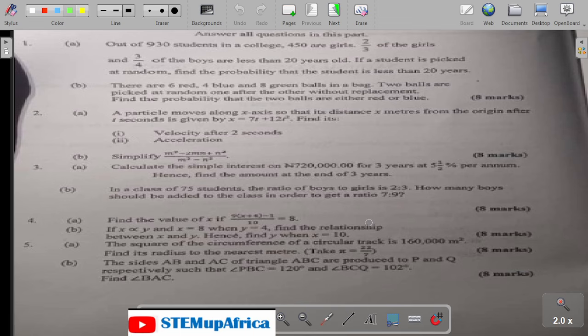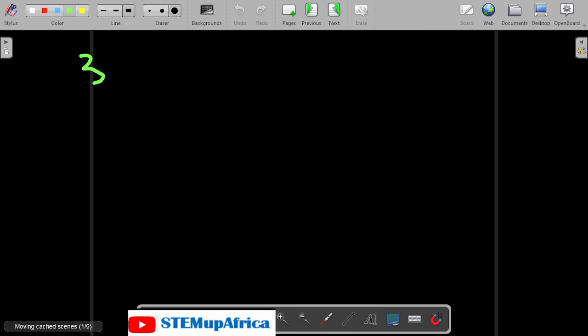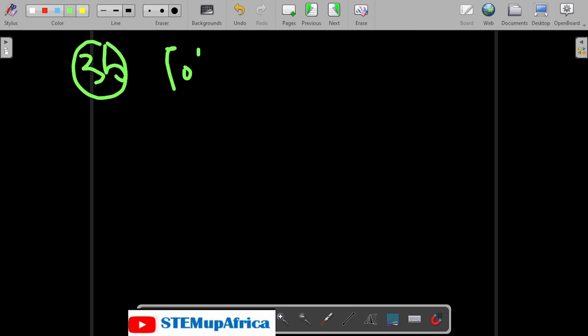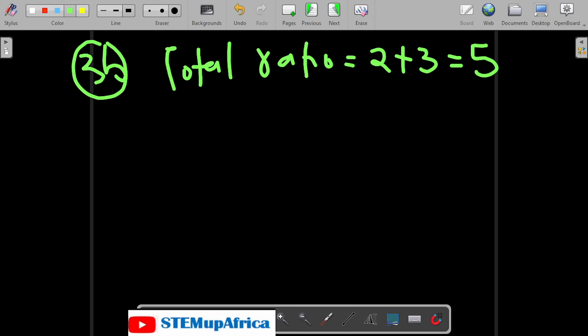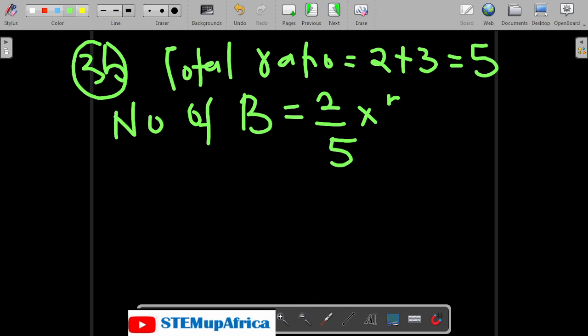3b says, in a class of 75 students, the ratio of boys to girls is 2:3. How many boys should be added to the class in order to get the ratio of 7:9? So there are 75 students. Let's get the number of boys and the number of girls out of the 75. Total ratio first: 2 plus 3, which is 5. So the number of boys will be 2 over the total ratio times 75.